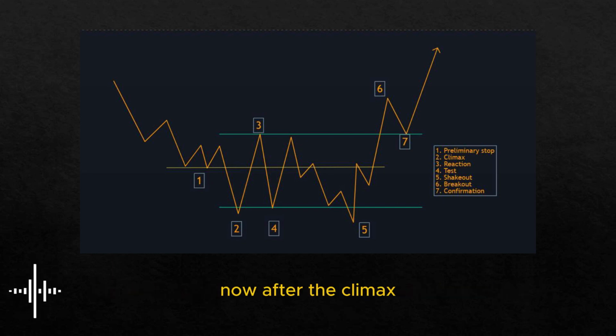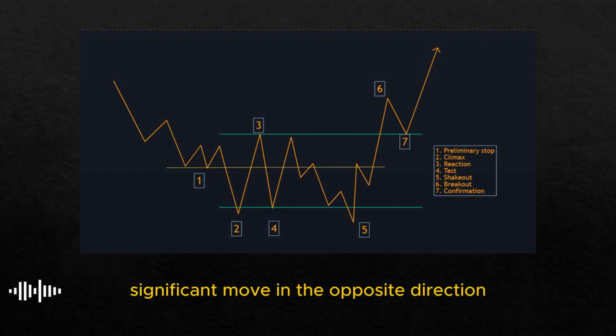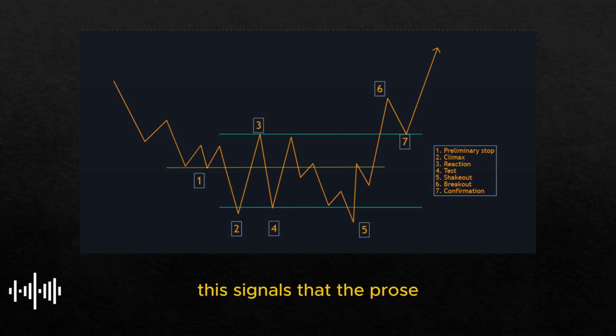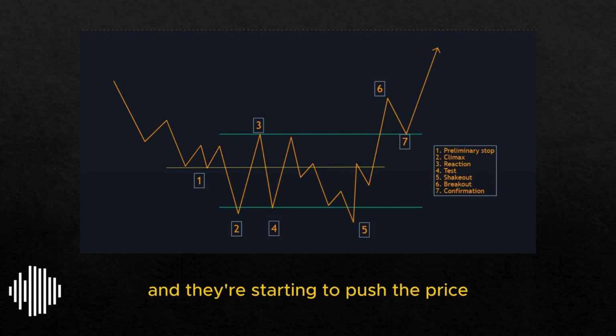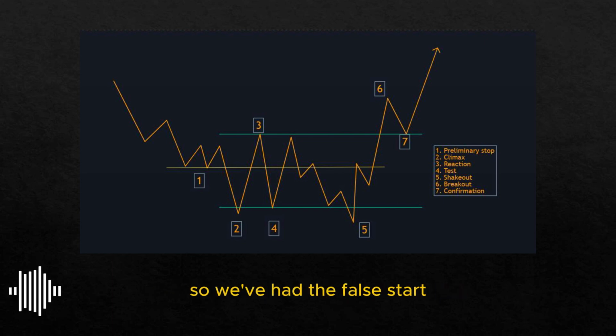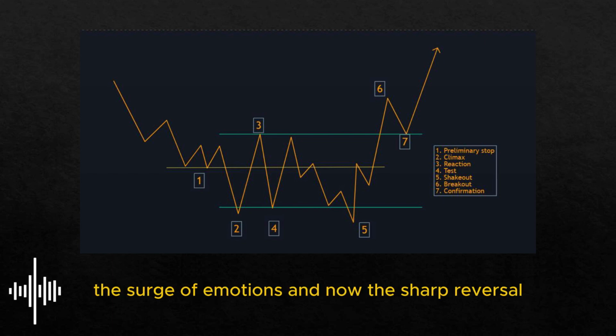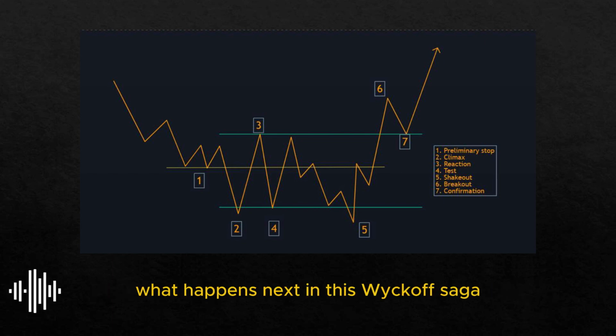Now, after the climax, we get the reaction, which is this significant move in the opposite direction. This signals that the pros are now in control, and they're starting to push the price where they want it to go. Okay, so we've had the false start, the surge of emotions, and now this sharp reversal. What happens next in this Wyckoff saga?